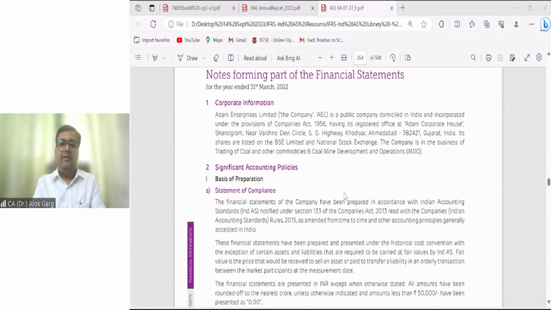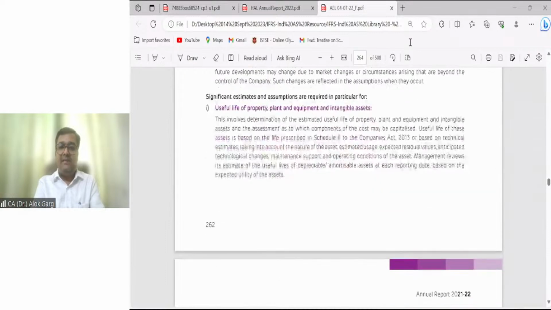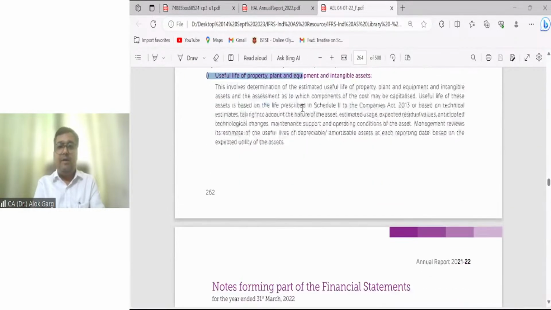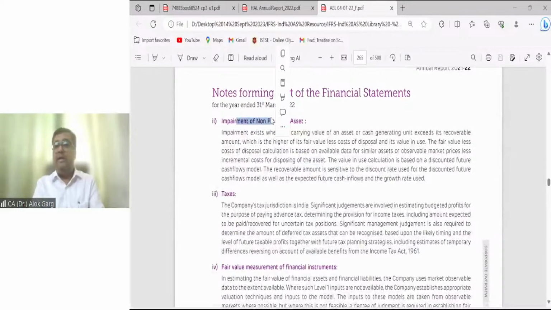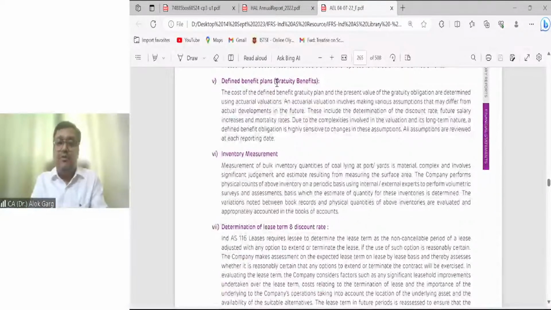Then they have given the significant judgment and estimate. Significant estimates and assumptions are required particularly for what? You can see that before accounting policy, they have given judgment and estimates. Useful life of property, plant and equipment and intangible asset. Impairment requires a lot of judgment where you need to estimate value in use and fair value less cost to sell. Taxes require some significant judgments. Fair value measurement of financial instruments requires a lot of judgment and estimate. Gratuity, leave encashment require a lot of judgment. Inventory measurement, where you need to estimate your net realizable value.